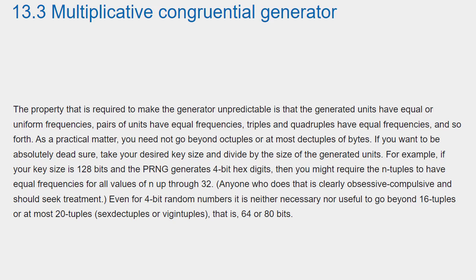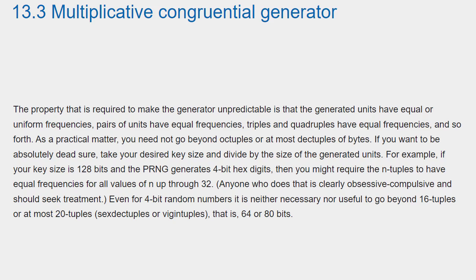If you want to be absolutely dead sure, take your desired key size and divide by the size of the generated units. For example, if your key size is 128 bits and the PRNG generates 4-bit hex digits, then you might require the n-tuples to have equal frequencies for all values of n up to 32. Anyone who does that is clearly obsessive-compulsive and should seek treatment.